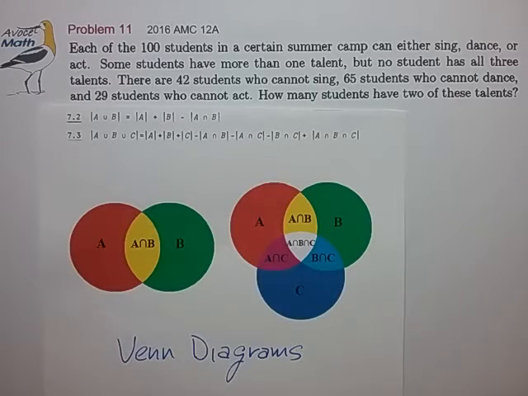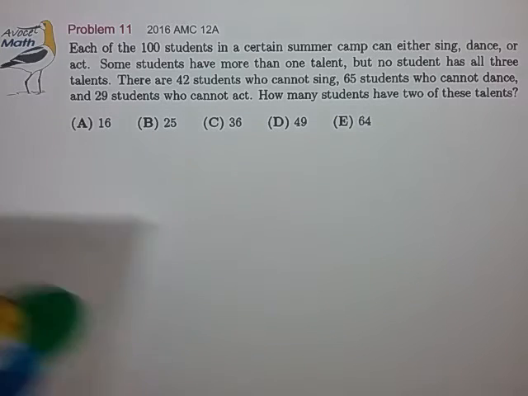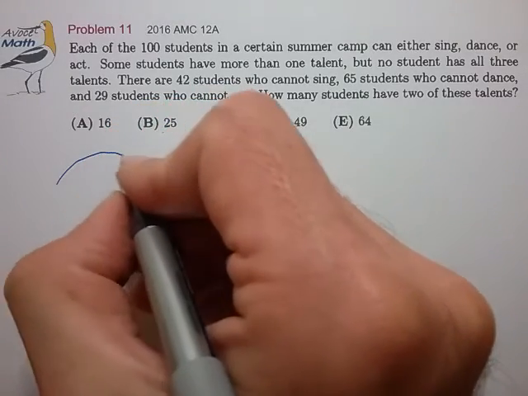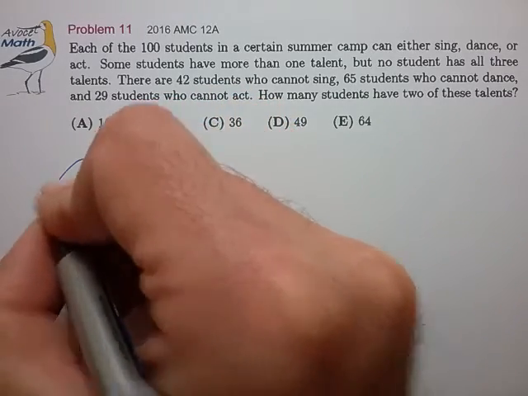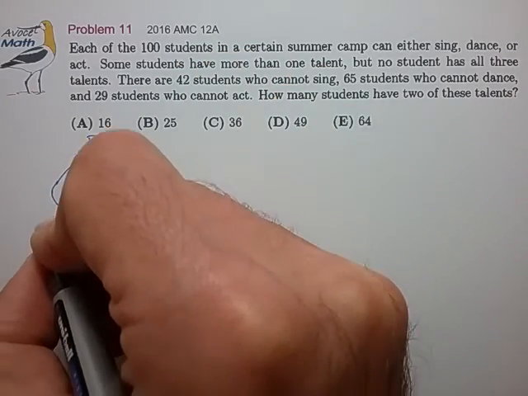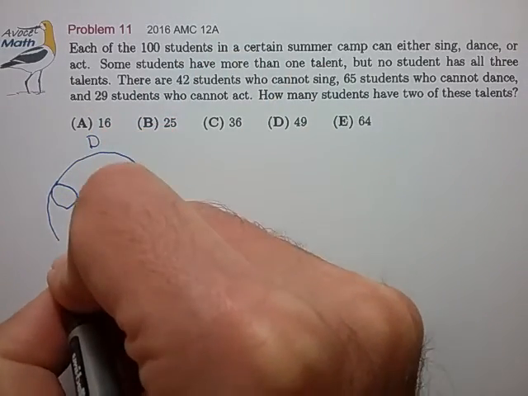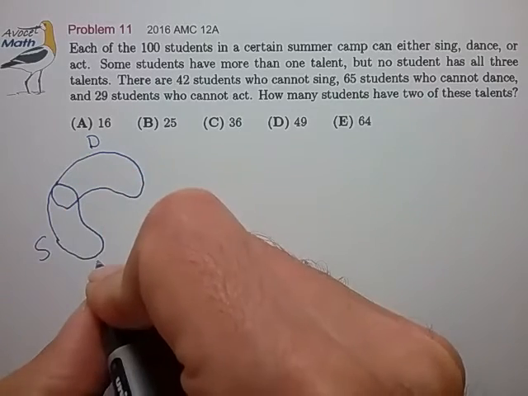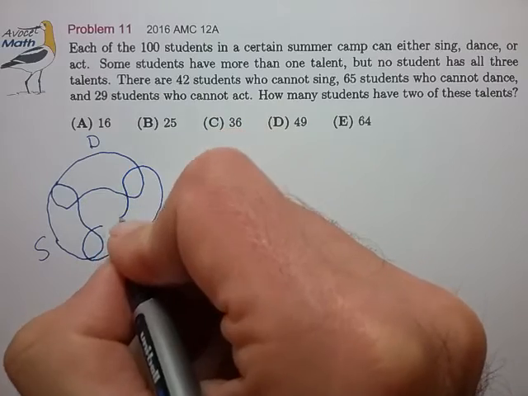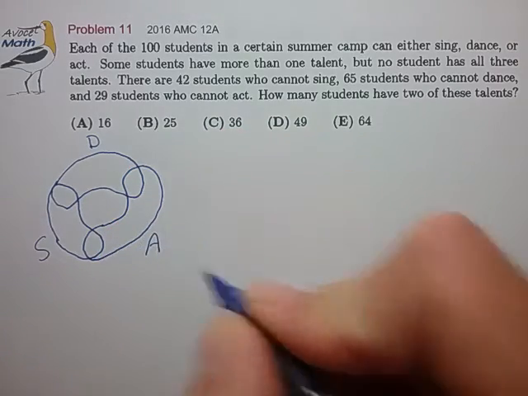So let's go ahead and try to draw ourselves a Venn diagram. Since the center region is 0, we can draw this as the shape of a donut, and I find that helps me visualize what's going on. So let's draw out the region set for the students who can dance, students who can sing, and the students who can act.